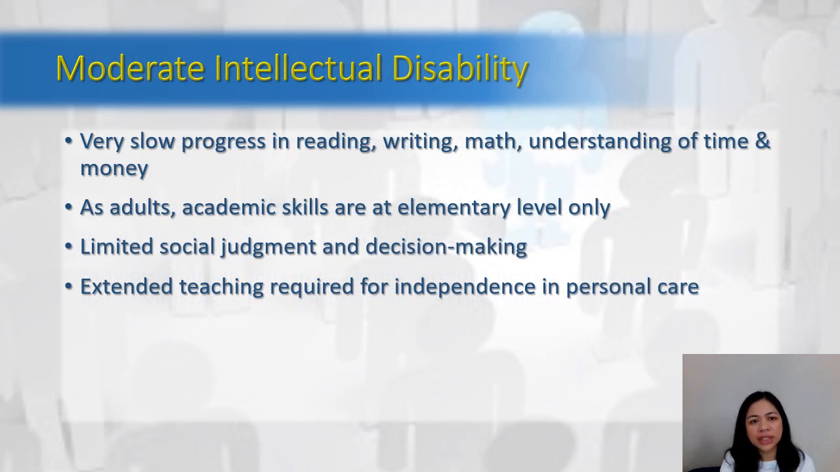Moderate intellectual disability are individuals with very slow progress in reading, writing, math, understanding of time, and money. So they usually need maximal support in school for them to learn the basic lessons. As adults, academic skills remain to be at elementary level only. They have limited social judgment and decision making, and they require extended teaching for independence in personal care.